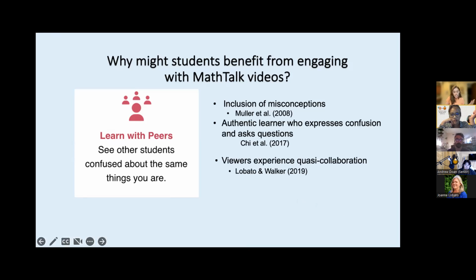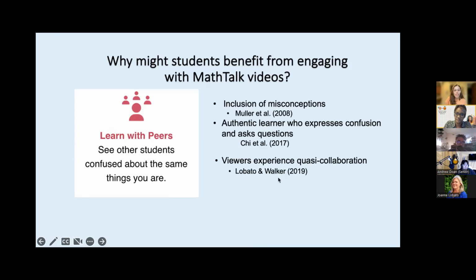In a more recent study with our videos in particular, Lobato and Walker found that learners watching our videos engaged with the talent, so Sasha and Keone, as if they were in the same collaborative group. So they experienced things like relating to the talent's mathematical personalities. They were predicting what they were going to do, comparing their own strategies with the talent, and acting as if the talent could hear them.